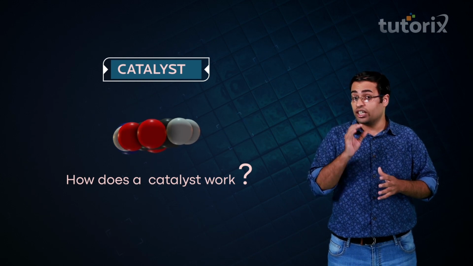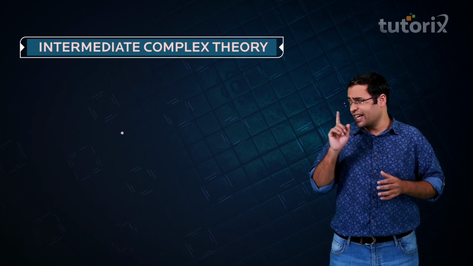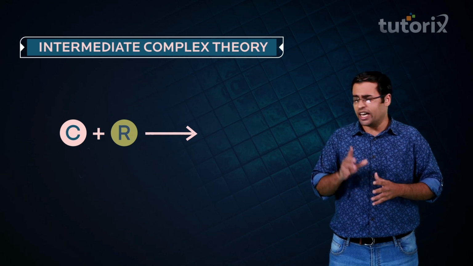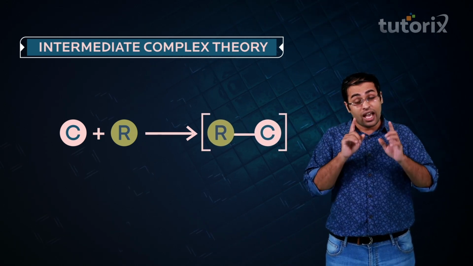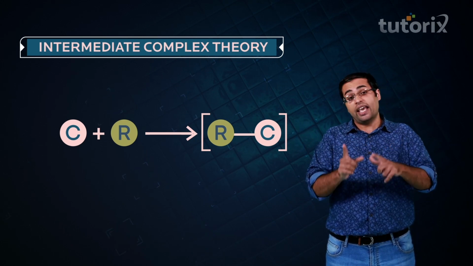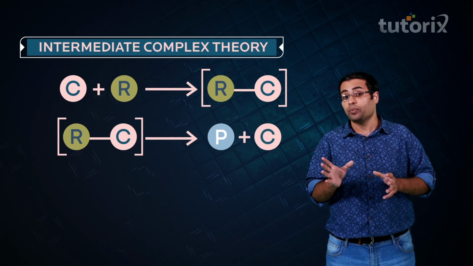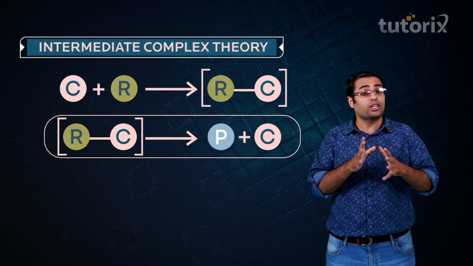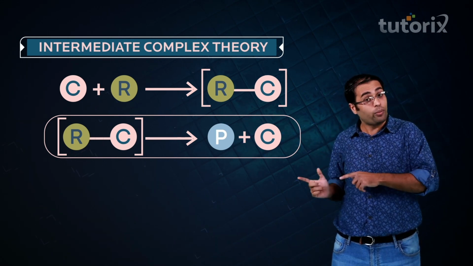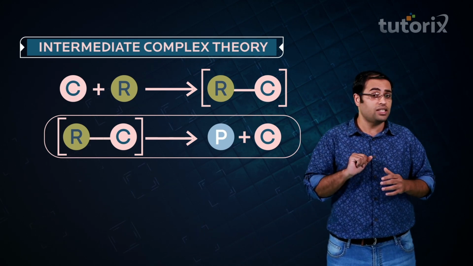Well, the answer to this question came in the form of intermediate complex theory, which tells us that when a catalyst C is added into a reactant R, it first leads to the formation of an intermediate complex RC. And this intermediate complex RC is unstable, and therefore, in the next step, this RC leads to the formation of product P and the catalyst C. If you notice this second step, you will notice that the catalyst C is again formed. And the same catalyst C which is formed in the second step can be again used in the first step to form more amounts of RC.